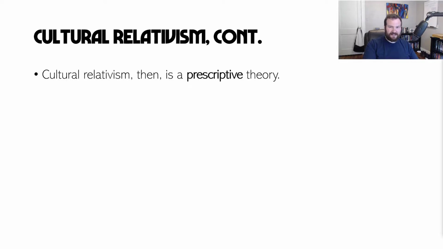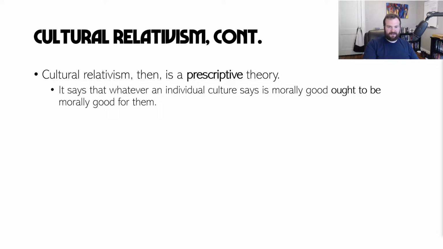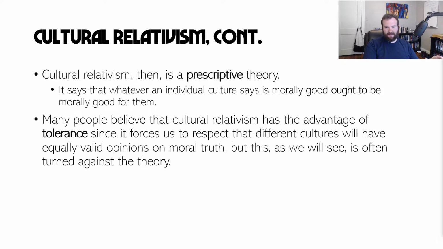It wants to say not just that societies have different moral codes, but that what is right for that society just is what their current moral code states, right? So whatever an individual culture says is morally good ought to be morally good for them. Many people will go this route towards cultural relativism because they believe it expresses this idea of tolerance, right? It's this idea that, hey, I don't have the ability to criticize another person's culture, right? And thus I ought to respect that they have their own views, right? So their own view is right for them, right?